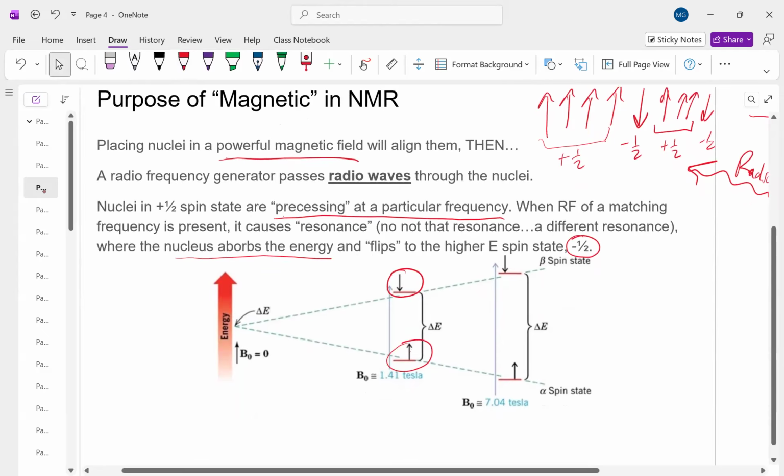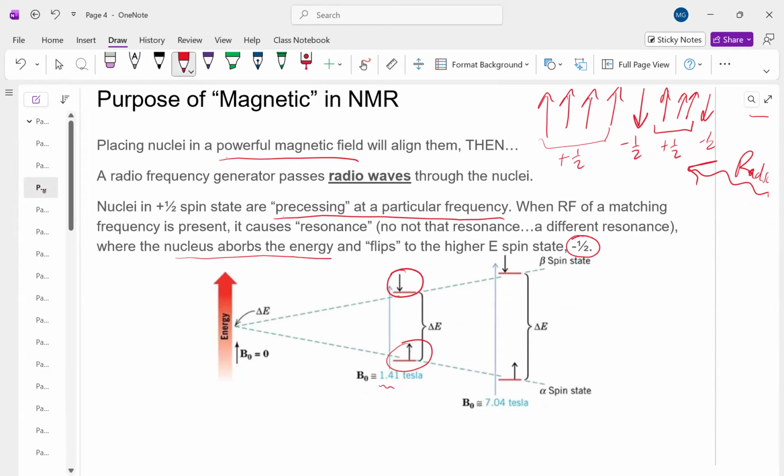Now, the more powerful the magnet is, so here we have a magnetic field at about 1.41 Tesla. And this energy change is a certain amount. But if we get a more powerful magnet, here, about 7 Tesla, the energy change is greater, and that's going to give us more resolution, which just means we have better looking spectra.